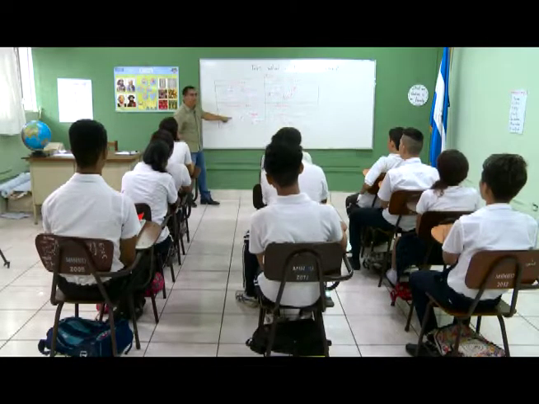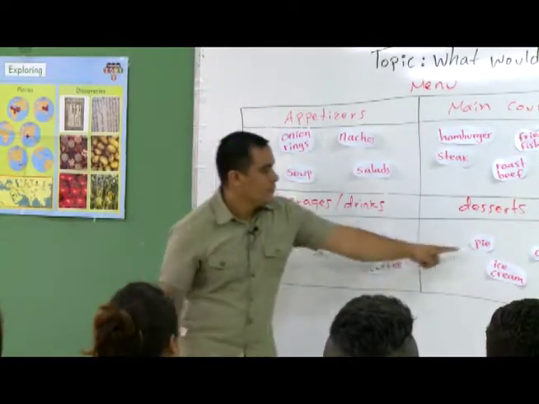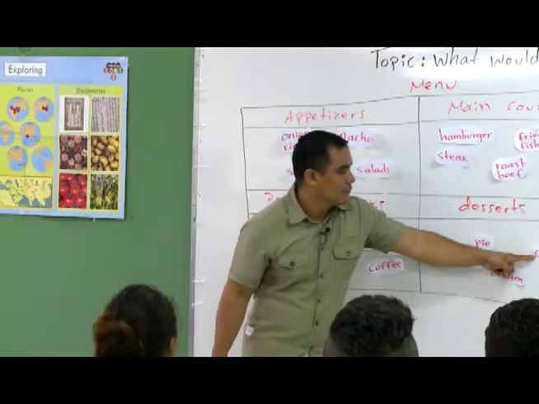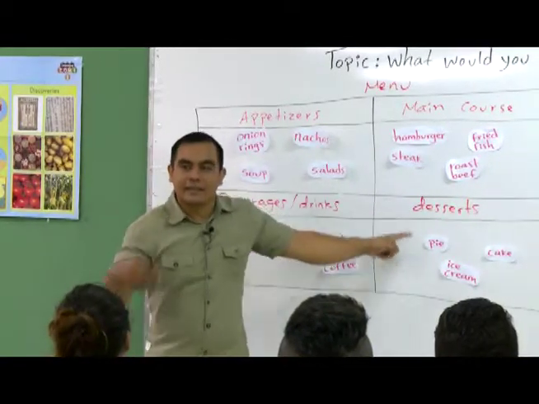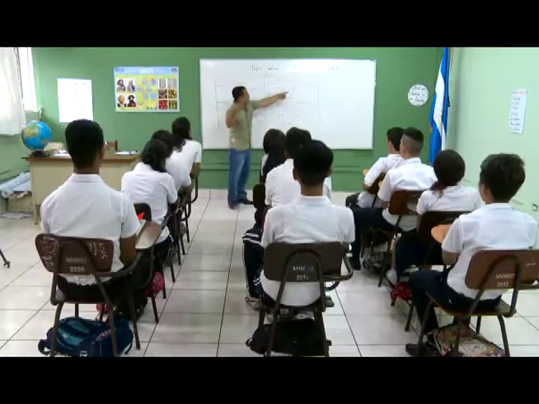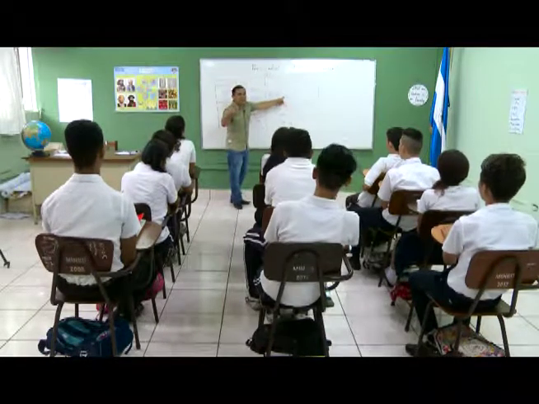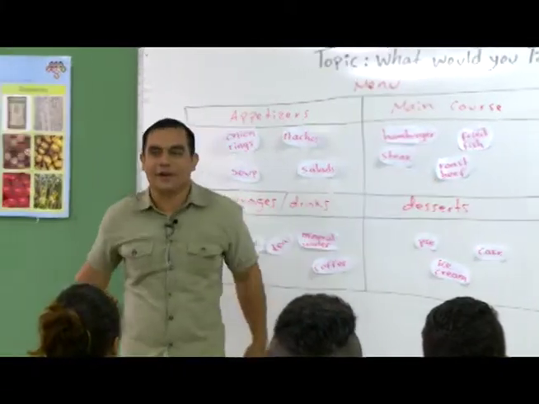Soup. Soda. Pie, ice cream, cake, desserts. Hamburger, fish, fried fish. Roast beef. Okay, good.